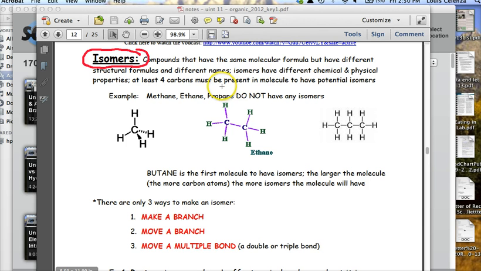isomers are. Isomers are compounds that have the same molecular formula, and the molecular formula simply means how many carbons and how many hydrogens there are, but they have a different structural formula. So they have the same number of, let's say, carbons and hydrogens, but the carbons and hydrogens are arranged differently. In general, a compound has to contain at least 4 carbons in order for it to have any isomers. And the more carbons that a hydrocarbon has, or any compound for that matter, the more possible isomers you can get.